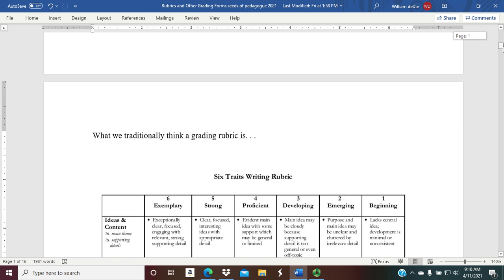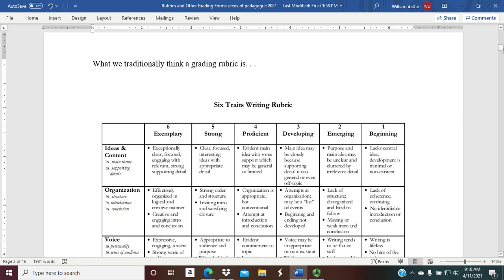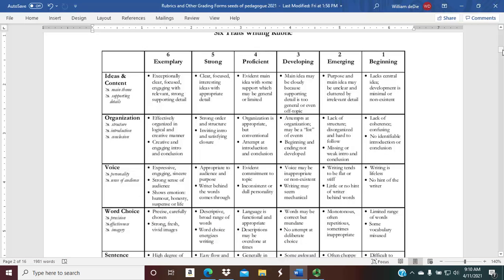Let's start the presentation by taking a look at what we traditionally think of as a grading rubric. Traditionally, we think of grading rubrics as being set up in tables such as this one. This grading rubric is a 6 traits writing rubric that is commonly used in the secondary schools. You'll notice across the column tops, it lists the different levels of writing ability, 6 being the strongest as exemplary, moving down to 5 strong, 4 proficient, 3 developing, 2 emerging, and 1 beginning.